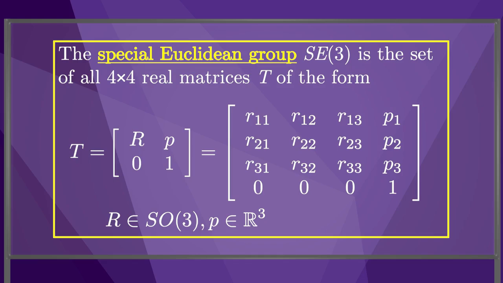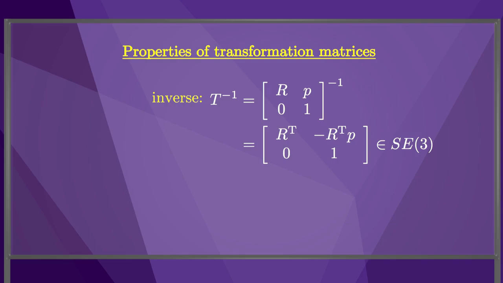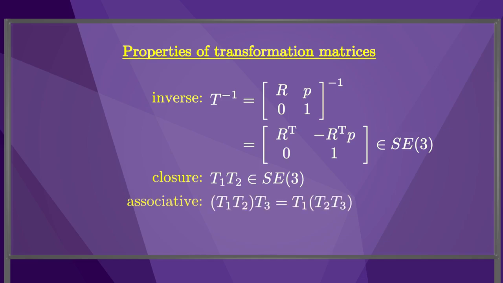The set of all transformation matrices is called the special Euclidean group, SE3. Transformation matrices satisfy properties analogous to those for rotation matrices. Each transformation matrix has an inverse such that T times its inverse is the 4x4 identity matrix. The product of two transformation matrices is also a transformation matrix. Matrix multiplication is associative, but generally not commutative.